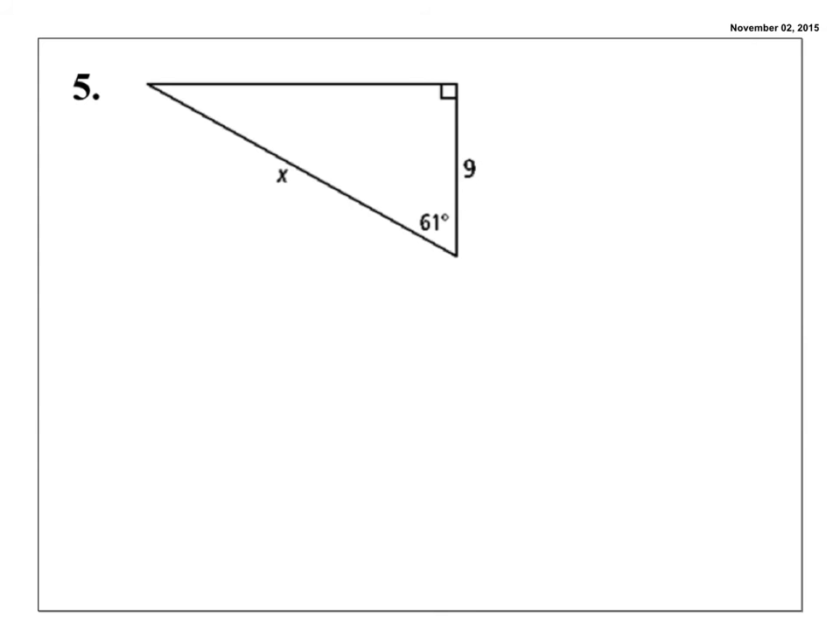So first thing that I'm going to do here is same as before. I'm going to identify my reference angle, and then I'm going to identify which pieces I have. I notice that the x is across from the right angle, so this is definitely my hypotenuse. And then I notice that the 9 touches the reference angle, so it cannot be opposite because the opposite side would not touch the reference angle. I also know that the word adjacent means next to or touching, so I know that the 9 has to be the adjacent side.